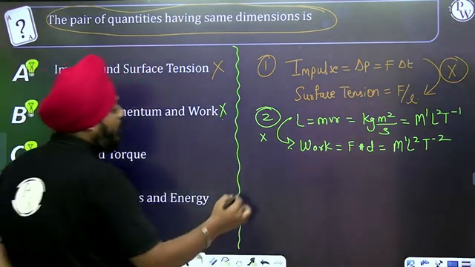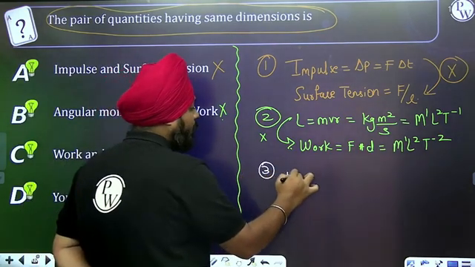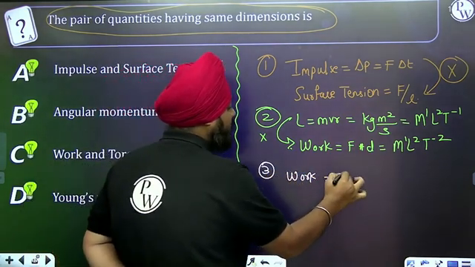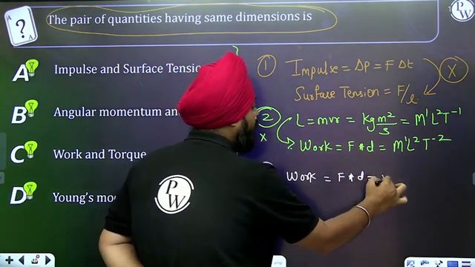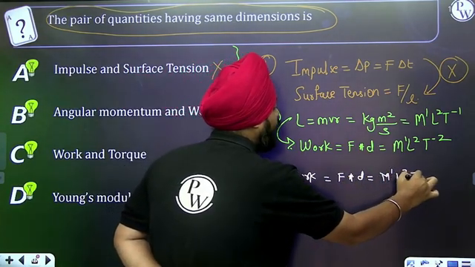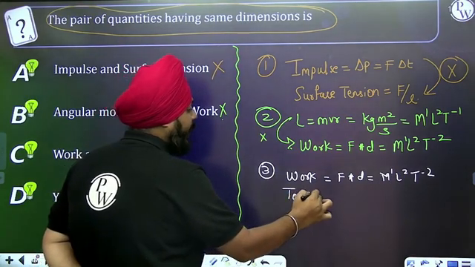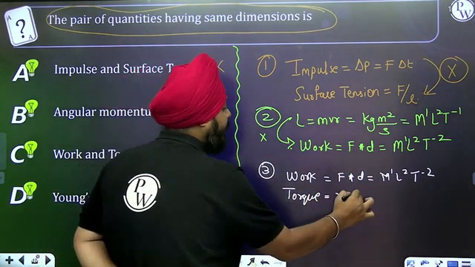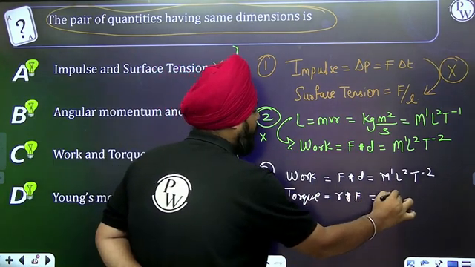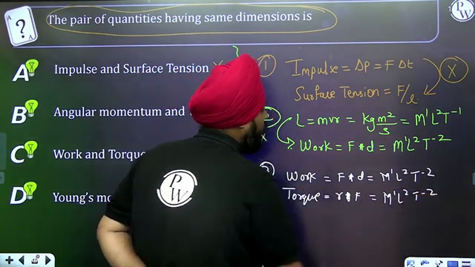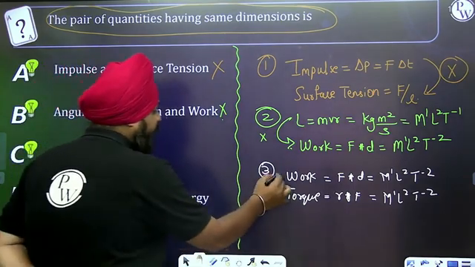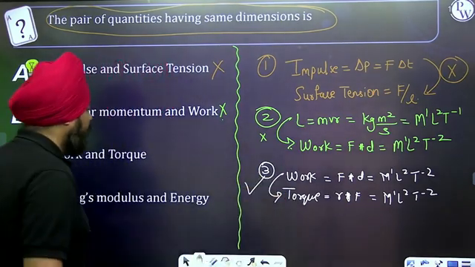Work and torque. Work is force into displacement. It is M1 L2 T minus 2. Torque is defined as r into F. Again, it is going to be M1 L2 T minus 2. Are they equal? Yes, they are equal.